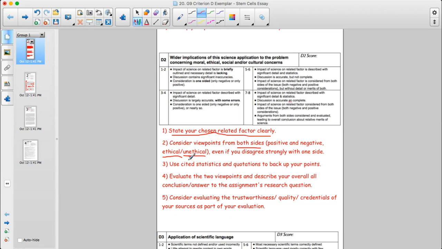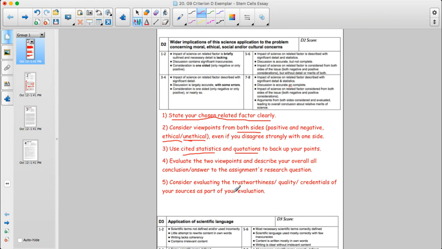Just like in explaining the solution, try to use cited statistics and quotations whenever possible to help back up the points that you're making. So it's not just your opinion that you're explaining on both sides. You're actually looking at the opinions and ideas of other people, maybe experts in a field on both sides.